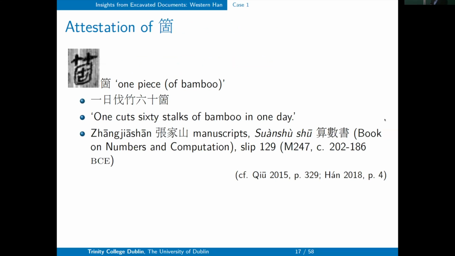And I found it in the Zhangjiashan manuscripts, 算术书, which is around 202 to 186 BCE. And there is a passage, 一日伐竹60个, so it means one cuts 60 stalks of bamboo in one day. And in this passage, the logograph ge was used to write this morpheme, one piece of bamboo.